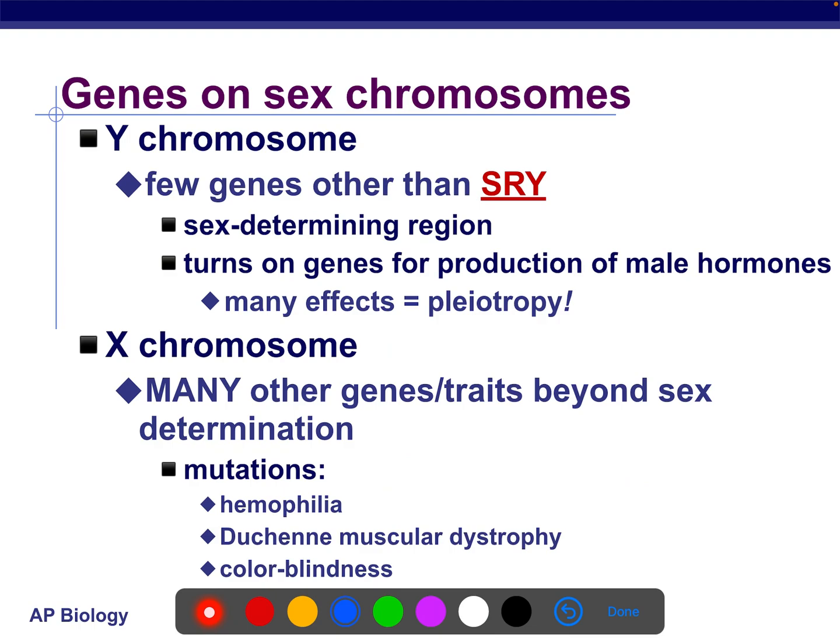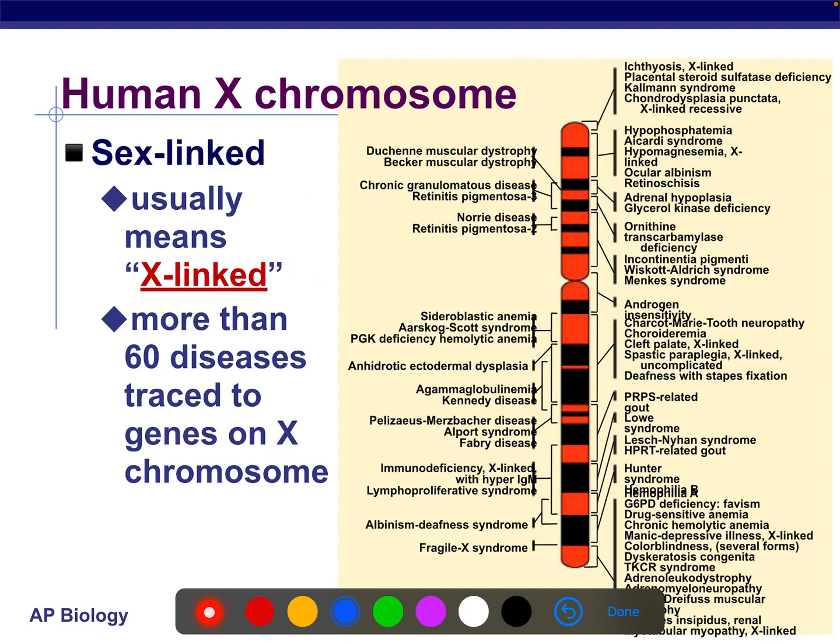However, with the X chromosome, just a really small portion of it codes for those sex determining hormones or products that you see in females. But we are going to see a lot of other genetic traits that are on the X chromosome.